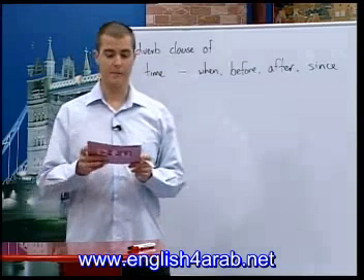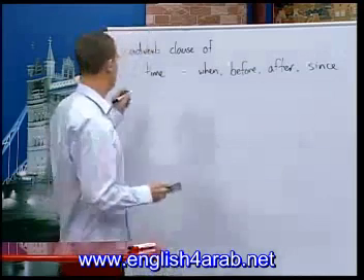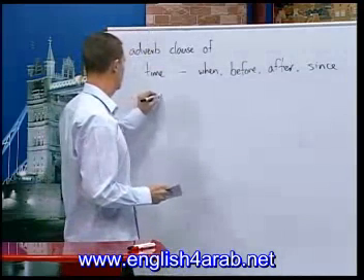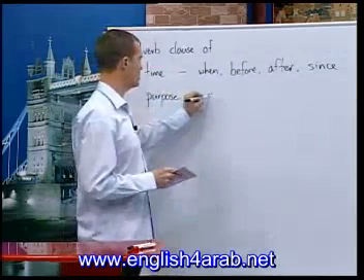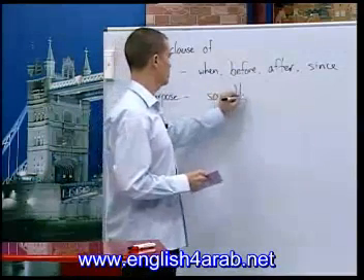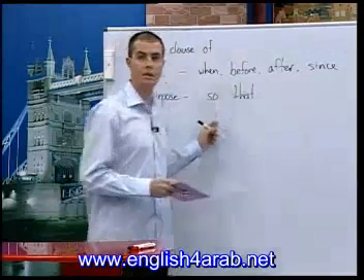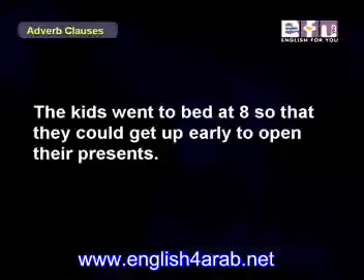Now the second type of adverb clauses are clauses of purpose. Okay, we use so that to introduce these clauses, like this sentence. The kids went to bed at 8 so that they could get up early to open their presents.